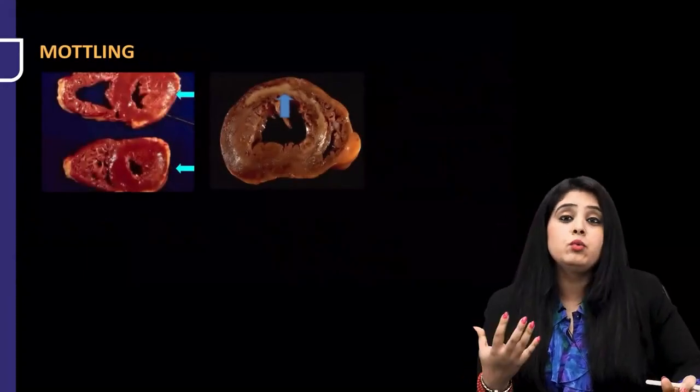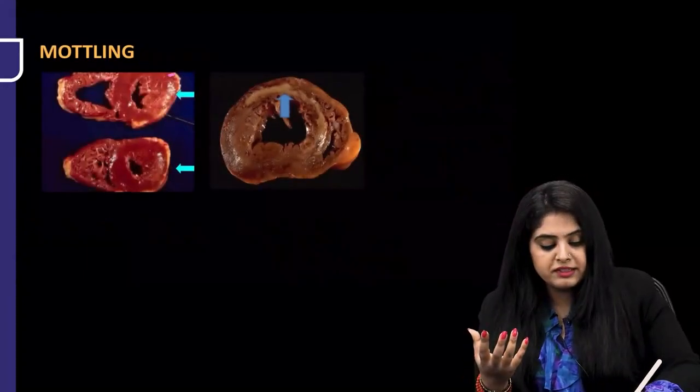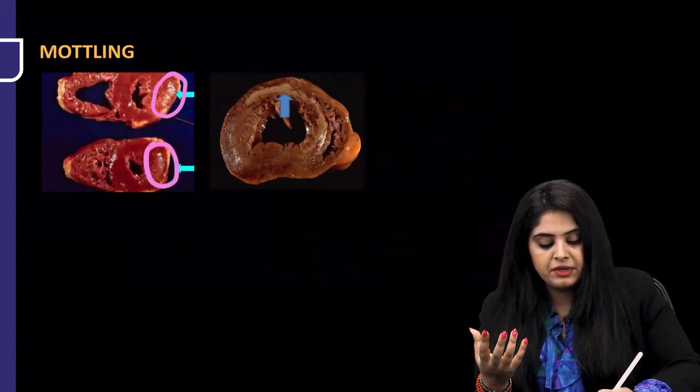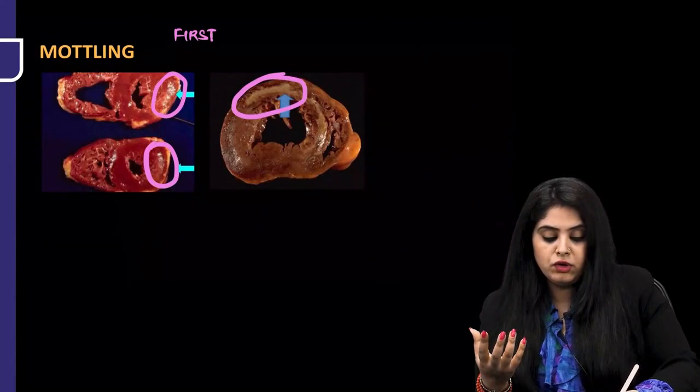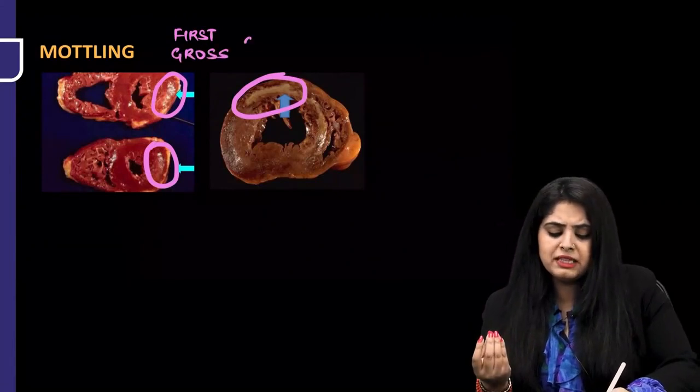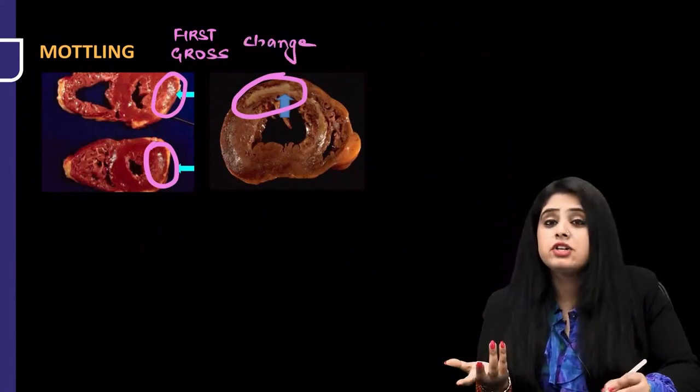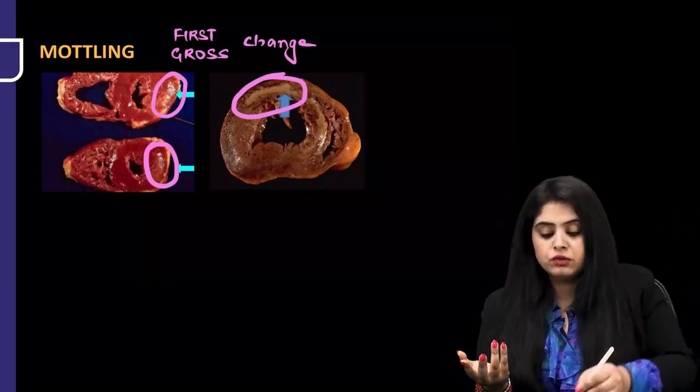If you want to know what is mottling, mottling is that slight color change that has started happening. This slight color change is known as occasional mottling. This is the first gross change. So you would want to ask me, ma'am, why is this color change happening? What is the correlation microscopically with it?